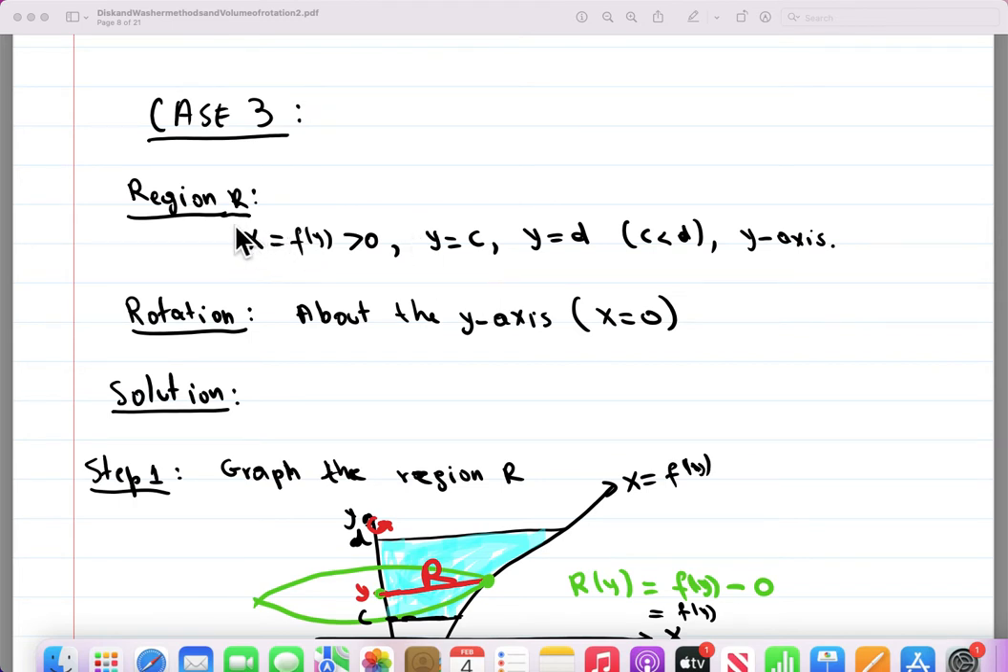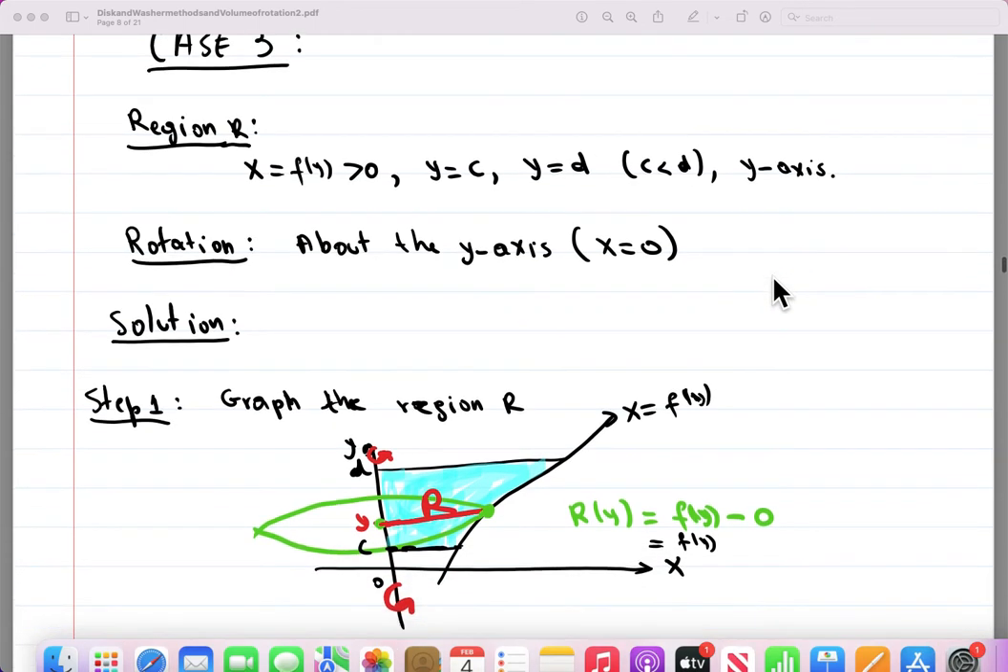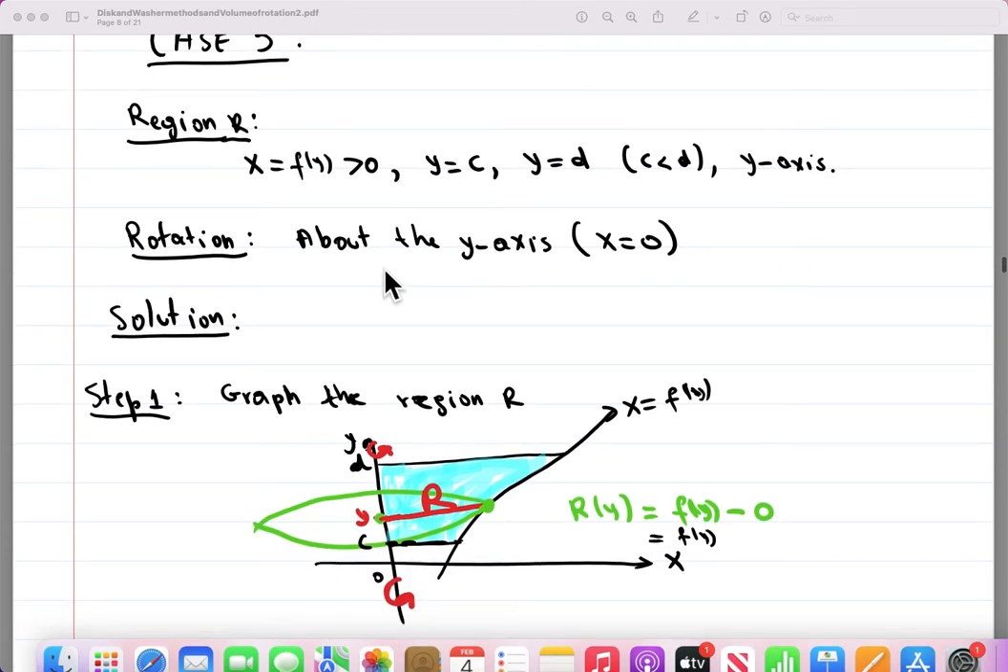We have the region R that is given as the set of x equals f of y greater than 0, y equals c, y equals d, where c is less than d, and the y-axis. And this described region is going to rotate about the y-axis. The equation of the y-axis is x equals 0.